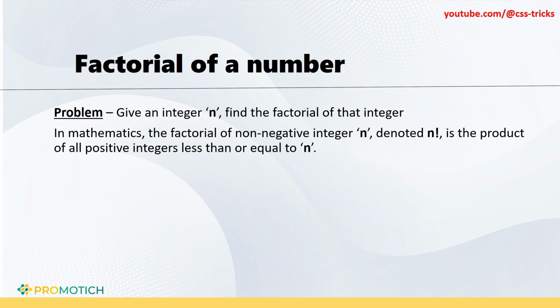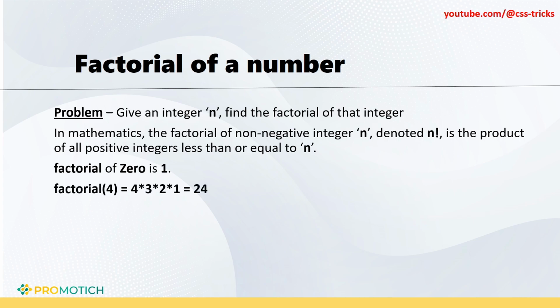In math, the factorial of an integer n, denoted n!, is the product of all positive integers less than or equal to n. What you should also know is that the factorial of 0 is 1, and we are not going to get into the math behind that.